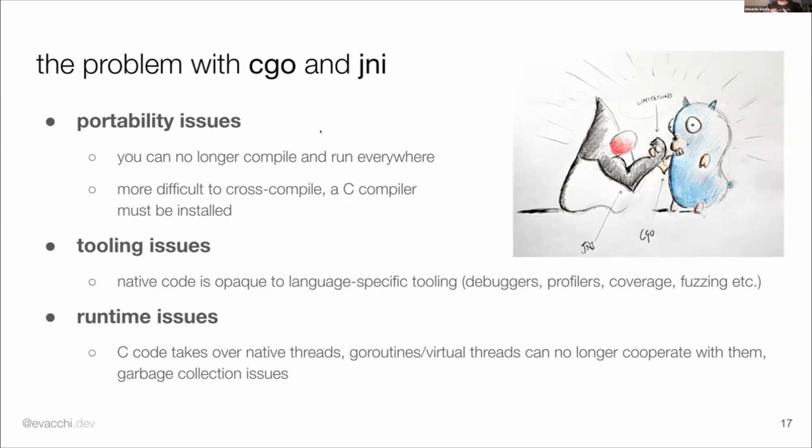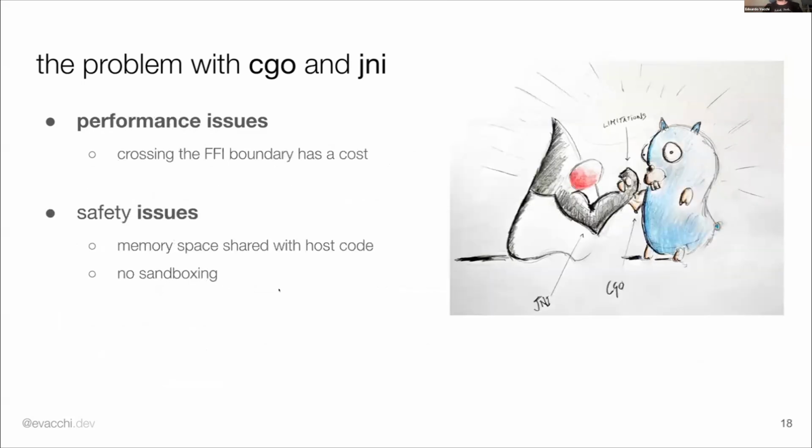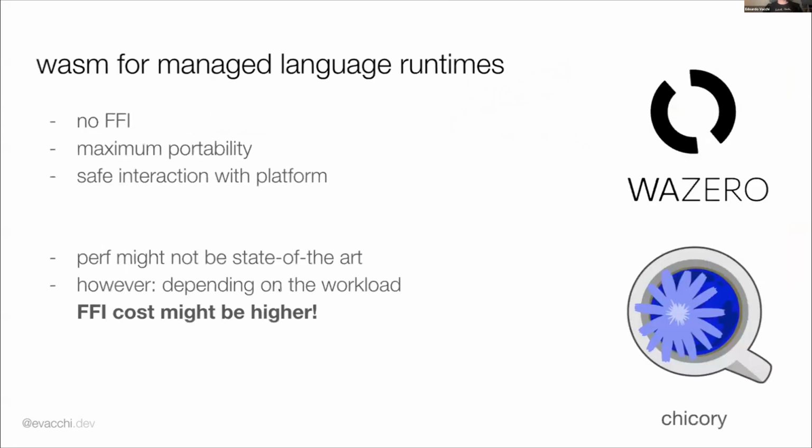Besides, you also have portability issues, like you can no longer compile once and run everywhere in Java, because now you're relying on a native binary that might not be available for all the platforms that you need. You have definitely tooling issues because you can no longer debug using your traditional Java debugger or Go debugger or profilers or coverage or fuzzing, whatever. So essentially, that's a black box. And you might also have performance issues. You might have safety issues. We all probably know all of that.